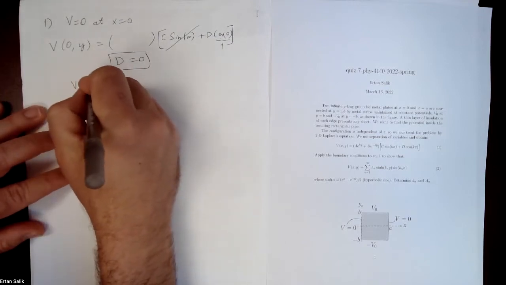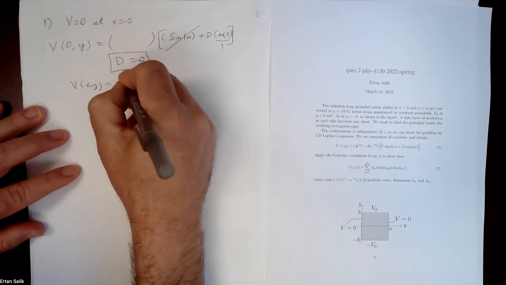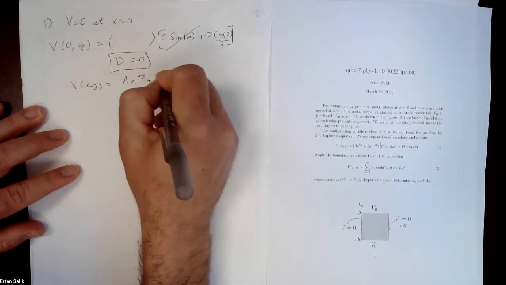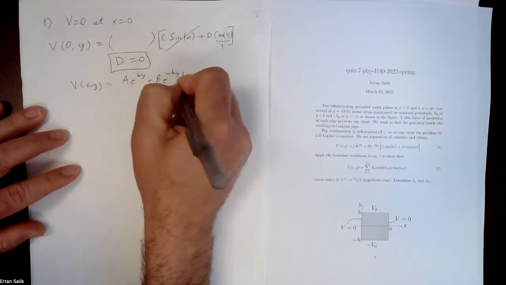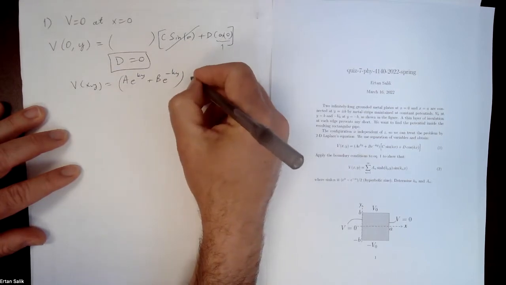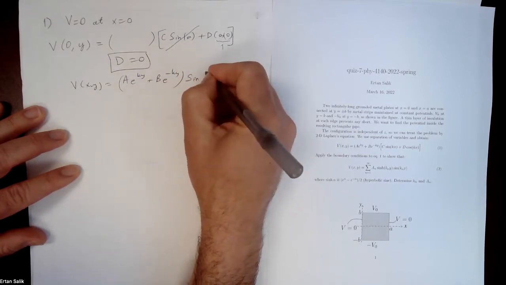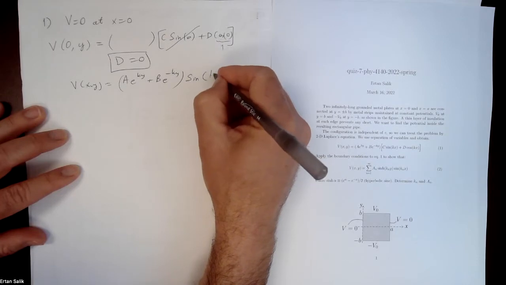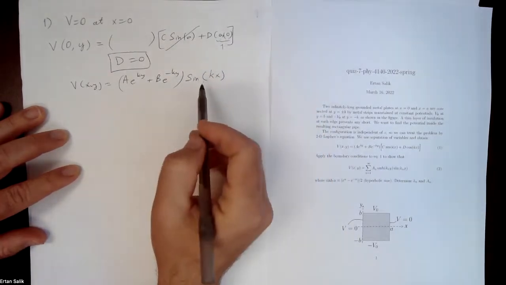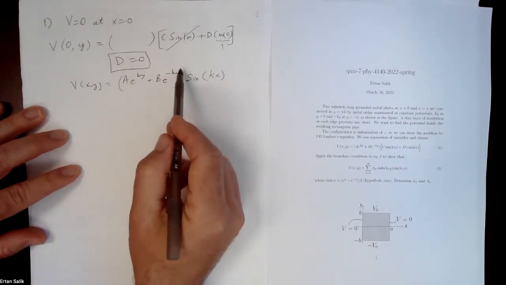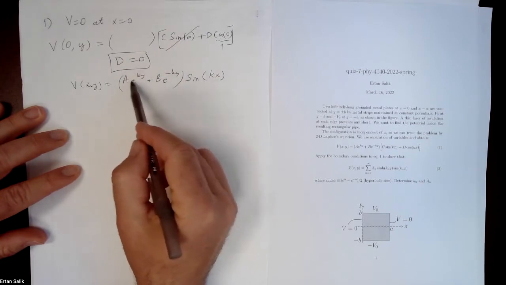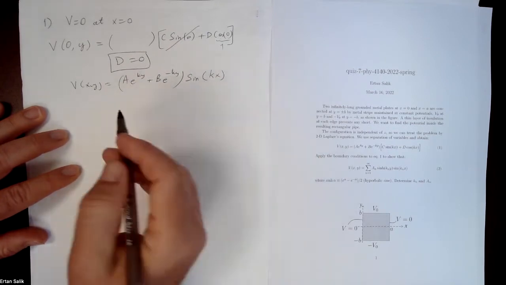So the solution becomes V(x,y) equals A e to the ky plus B e to the minus ky, times sine of kx. Now, I don't worry about the C because you can just factor it in, and this is basically a redefinition of A and B.